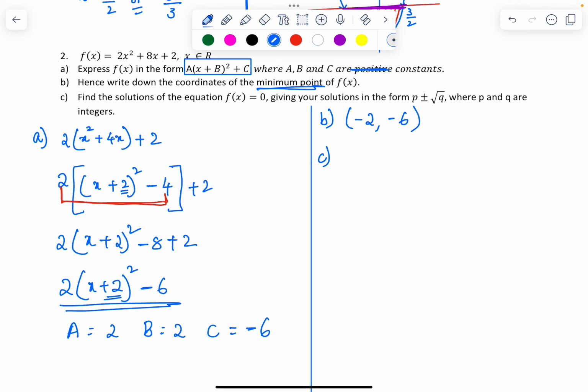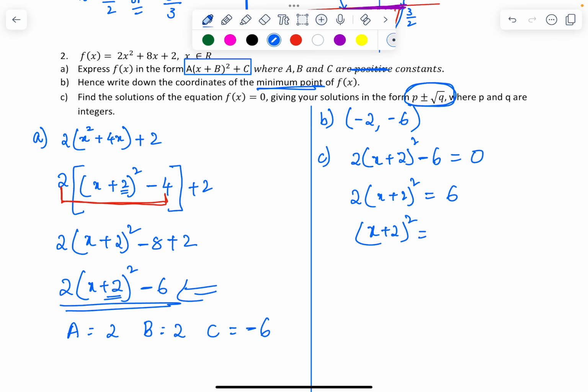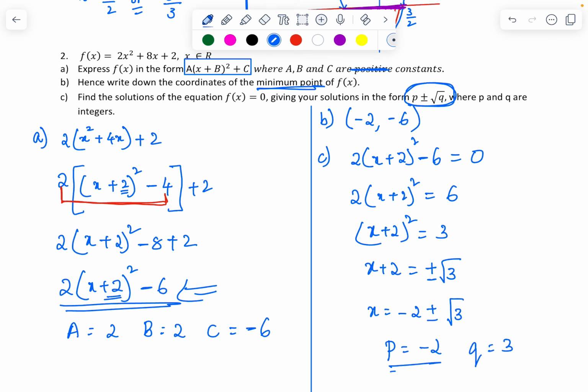So I'm going to use completing the square and solve it. Okay, so 2 times x plus 2 whole square minus 6 is equal to 0, and you can see that this is the exact values, right? So 2 times x plus 2 whole square equal to 6. Divide 2 on both sides, so this gives me a 3. Then I am square rooting on both sides, so this gives me x plus 2 equal to plus or minus square root of 3. Then x equal to negative 2 plus or minus square root of 3. So p equal to negative 2 and q equal to 3. So these are my answers.